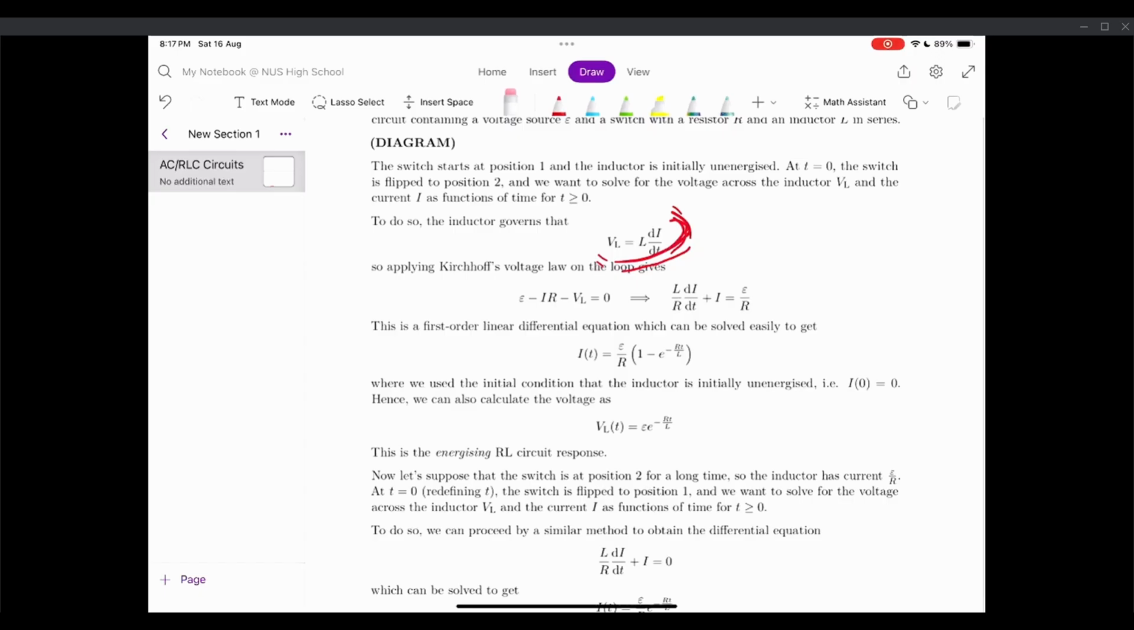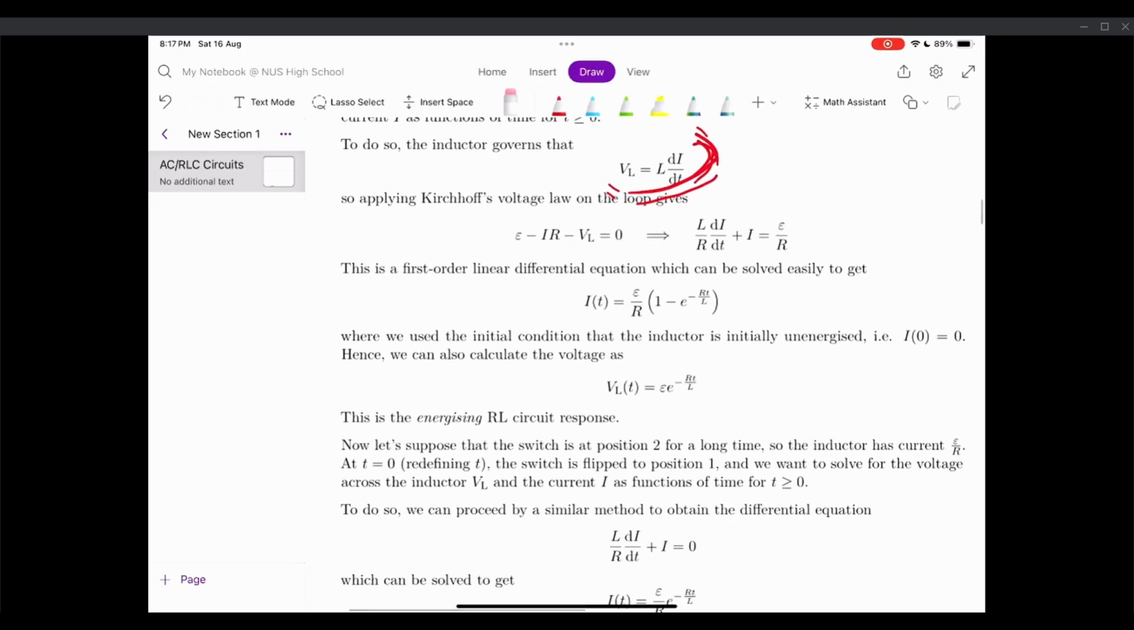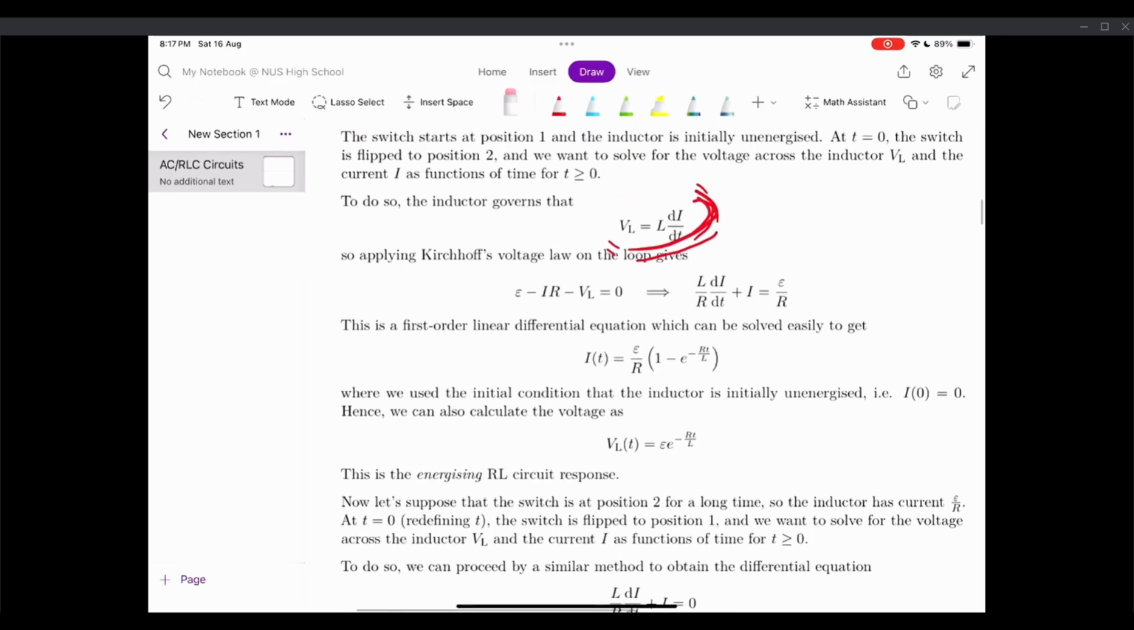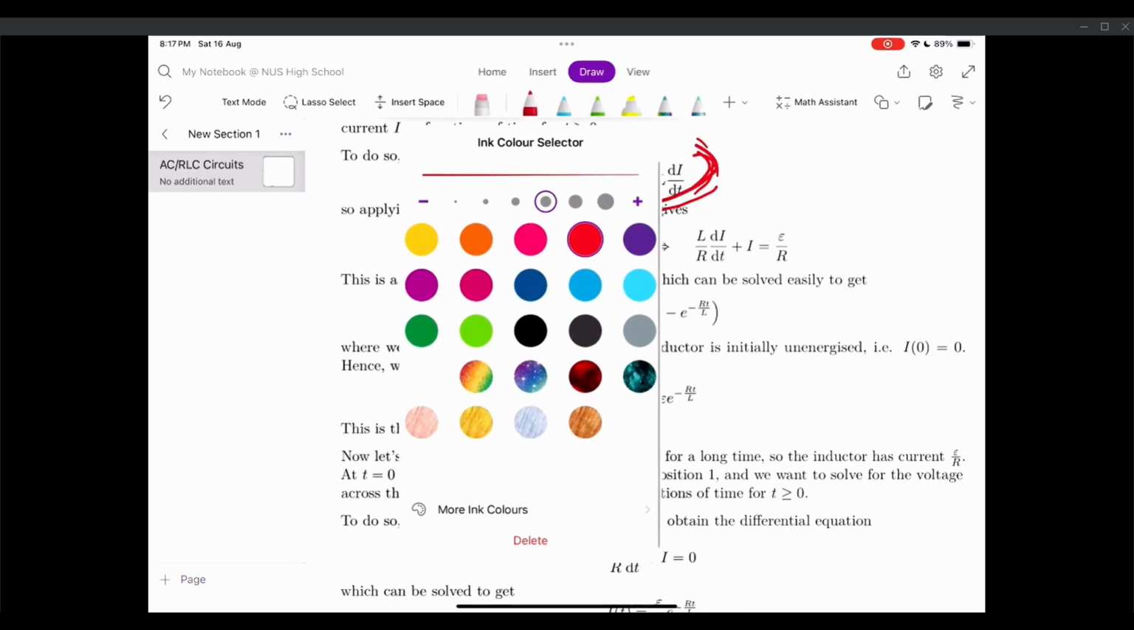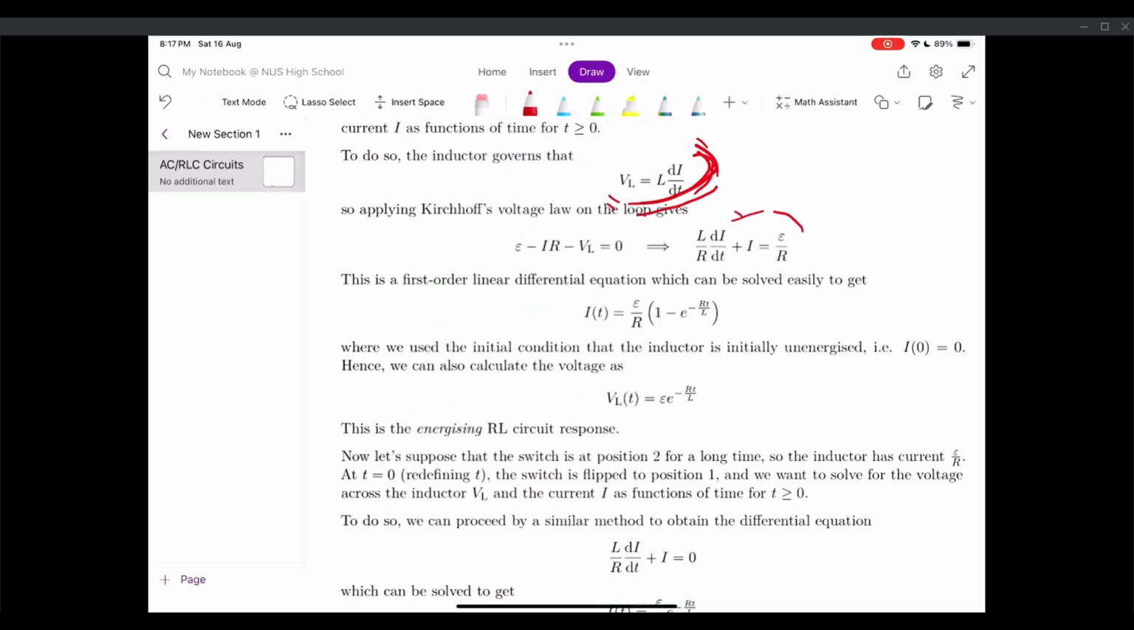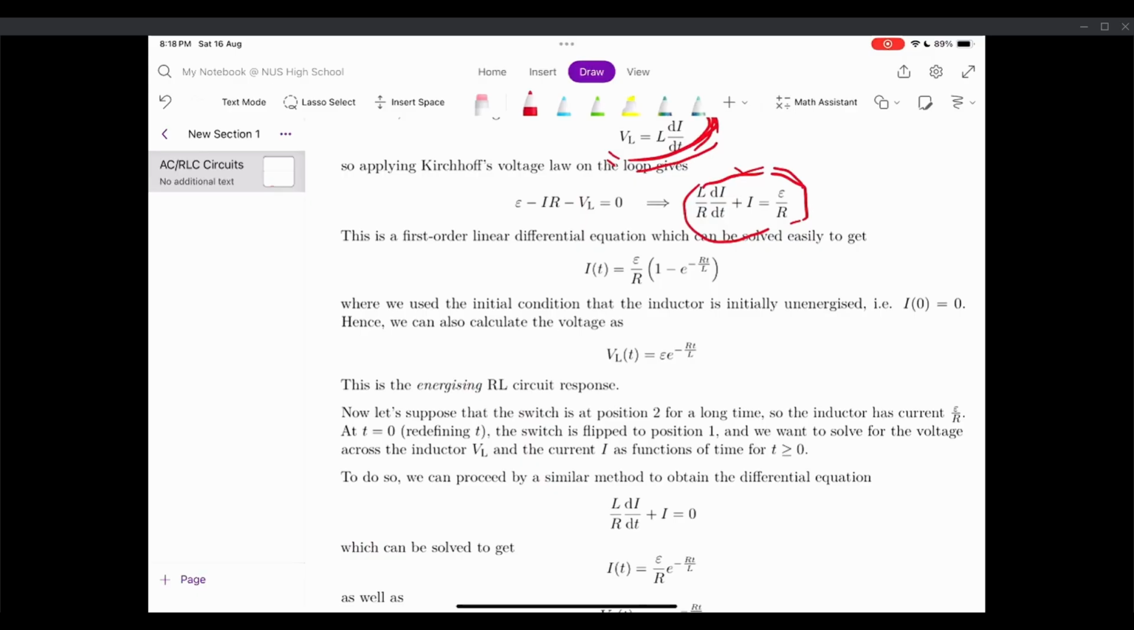Okay, but basically we apply the same equation. We apply Kirchhoff's voltage law and we get this. This is also a linear differential equation which can be solved quite easily, and you can get this. This is what we call the energizing RL circuit response.